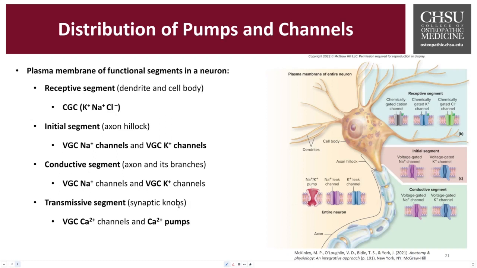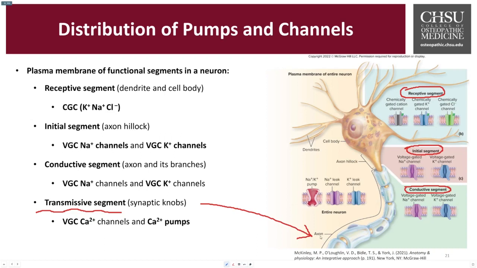On the right-hand side, you can see there's a cell body, and then we have the receptive segment, which is the processes of dendrites. We have the initial segment, which is towards the axon hillock, and then we have the axon trunk, which is the conductive segment. At the very bottom, we also have the transmissive segment that's not shown here, but that will be located at the axon terminal buttons, where the neurotransmitters are released.